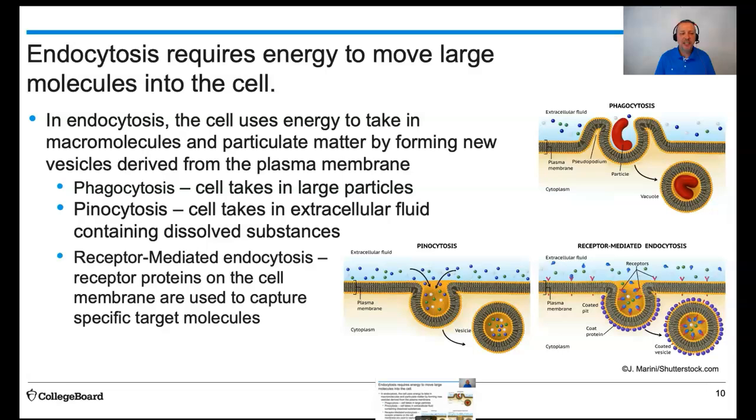It's still endocytosis, but it's called receptor-mediated because you have little receptor sites, and things bind to these receptors, and then that allows for the vesicle to be formed. There's like an added step before endocytosis can happen.